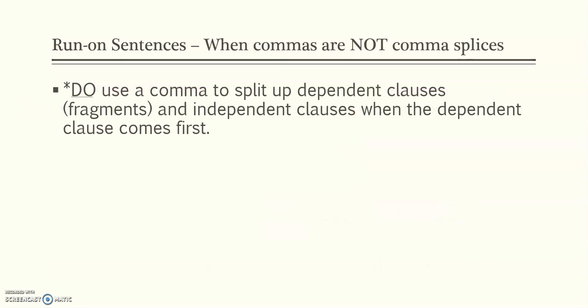You can, however, use a comma to split up a dependent clause and an independent clause when that dependent clause comes first. So this is going back to that slide when we add words to what would otherwise be a sentence on its own. Here we have an example, even though it is springtime. Now, it is springtime on its own is a complete sentence, but that even though part makes it a fragment on its own. It's got a subject and verb, but that first part makes it a fragment.